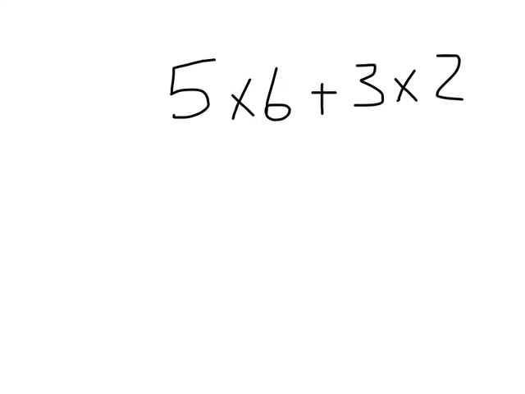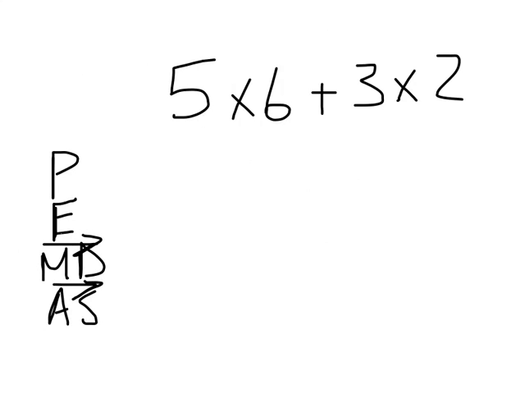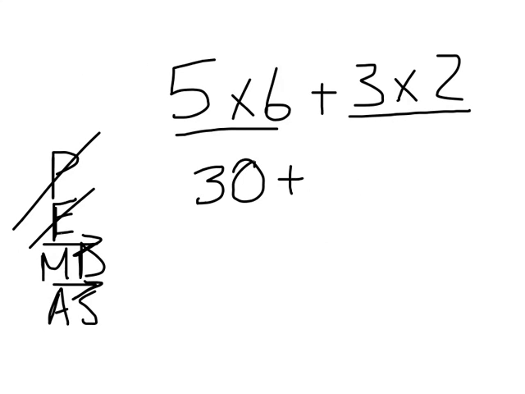Look at this problem, and as always, write P, E, M, D, A, S down on the side of your paper. I have no parentheses, I have no exponents. What should I do first to solve this problem? I need to do my 2 multiplication problems before I can add. What's 5 times 6? It's 30. What's 3 times 2? It's 6. So now I'm done with my multiplication and division, and I can just add the 2 together. What's 30 plus 6? It's 36.